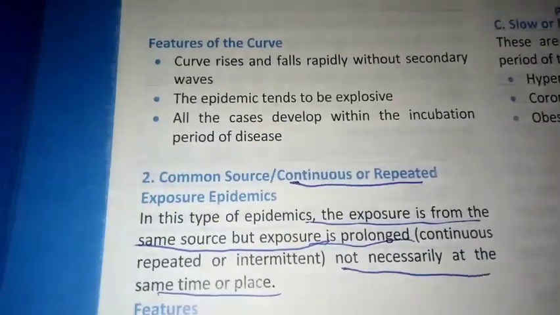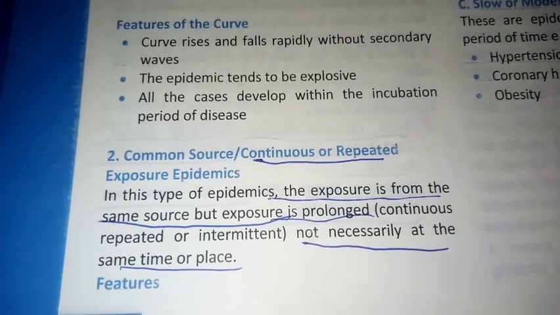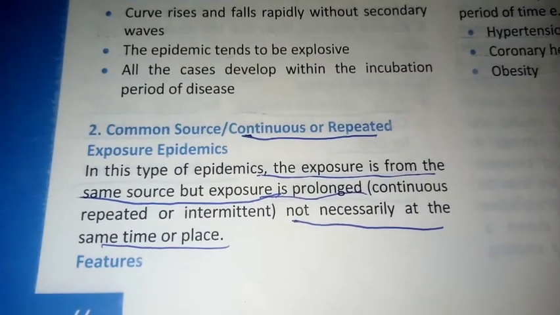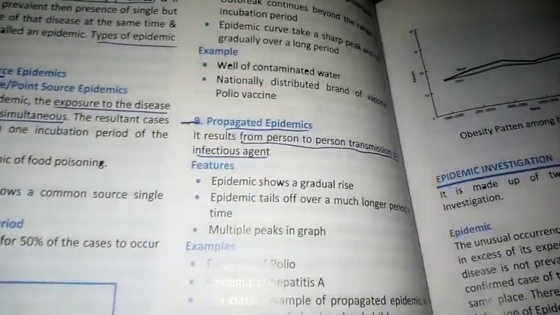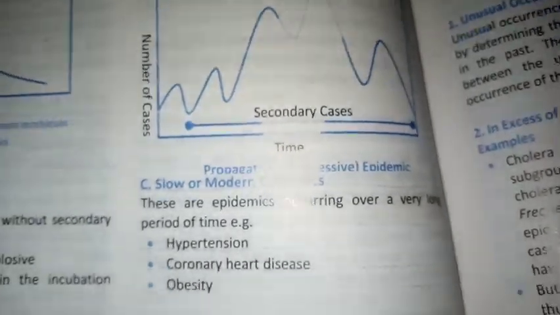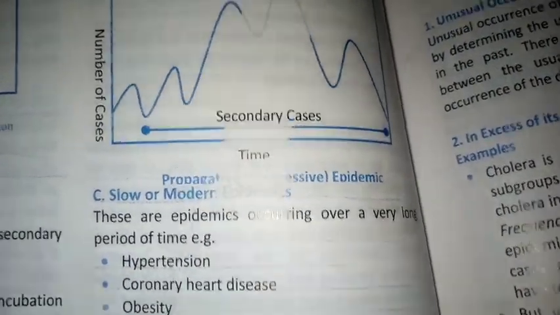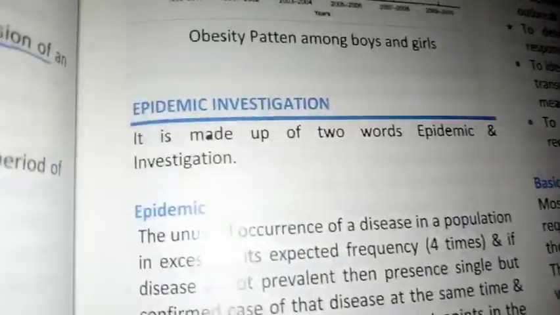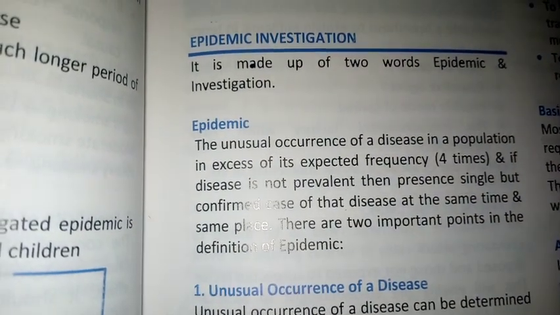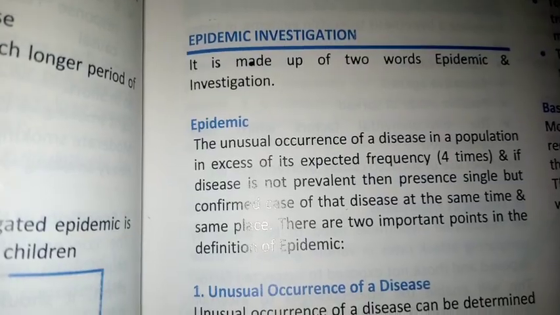In this video basically we discussed the features of the curve, common source and continuous or repeated exposure epidemics and their features, and after that examples of these, propagated epidemics and their examples, and slow or modern epidemics. And after that, now we will talk about epidemic investigations. It is made up of two words: epidemic and investigations.